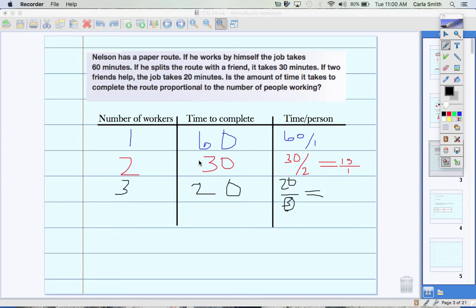So I have to determine if 2 friends help, the job takes 20 minutes, is the amount of time it takes to complete the route proportional to the number of people working. So is it going to be proportional each time that he adds another person? Is it going to take the same amount of time off? So I'm going to set up all my proportions. So I have 60 over 1, 30 over 2, and 20 over 3.